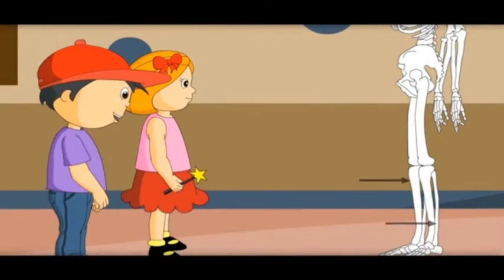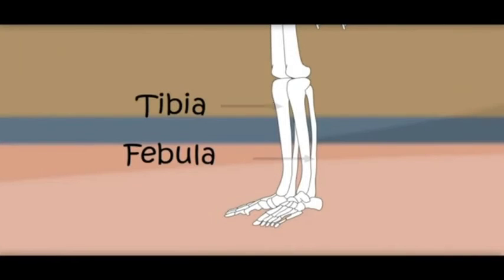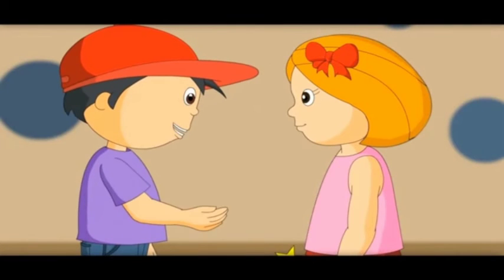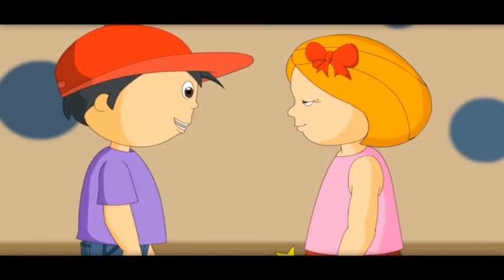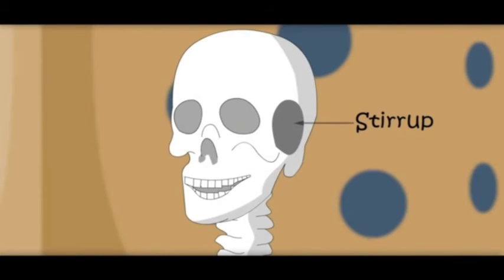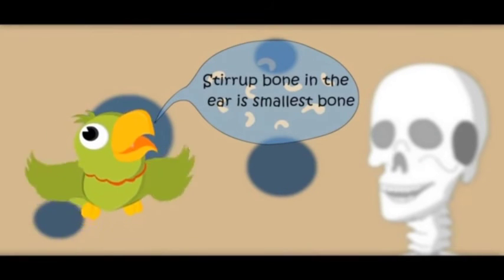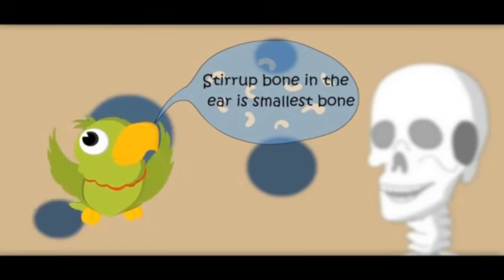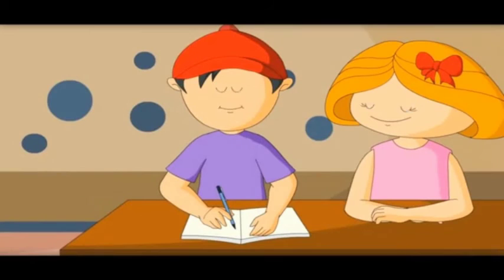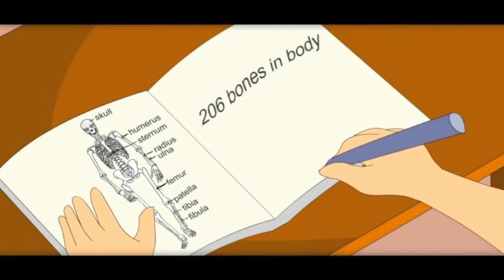Which are these bones? These are tibia and fibula. Hey Jenny, can you tell me which is the smallest bone in the body? Do you know? The smallest bone in our body is in the ear. It is called the stirrup. Stirrup, the bone in the ear, is the smallest bone. Oh, there are so many names. Let me note all down.